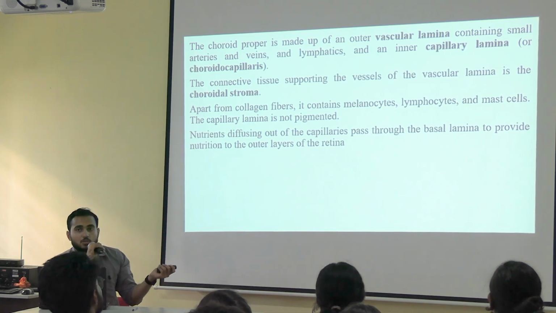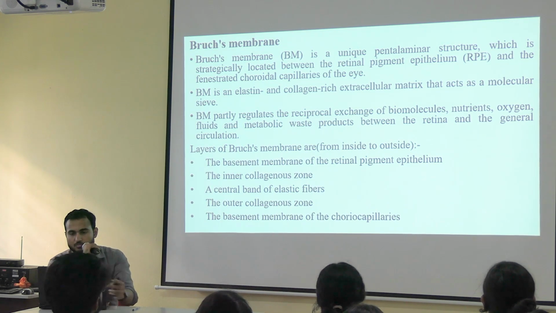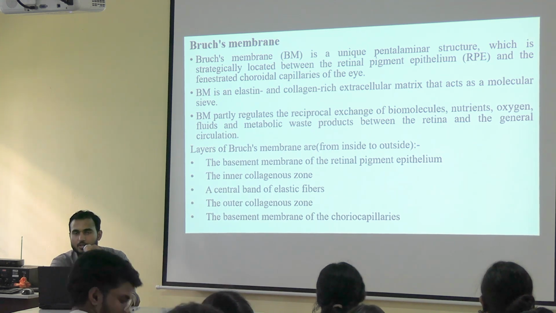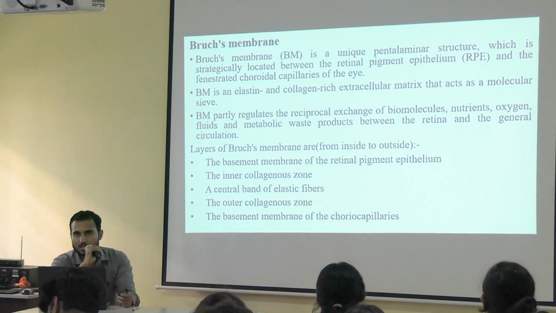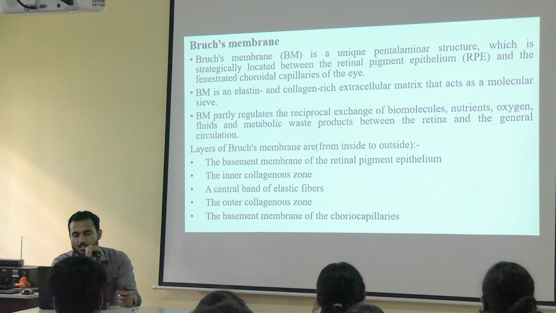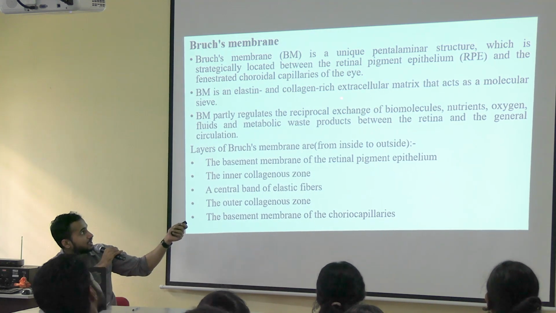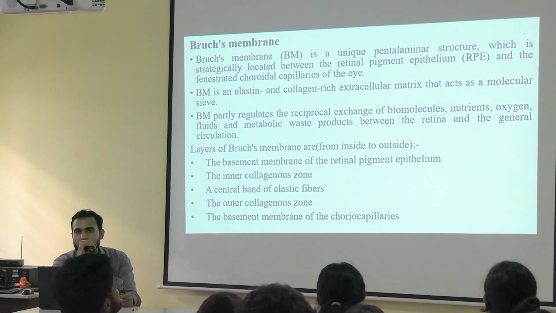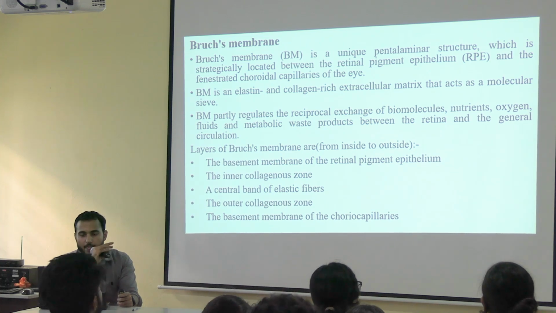Okay, so Bruch membrane is a pentalaminar structure. Pentalaminar means 5 layers are there, located in between the retinal pigment epithelium and the fenestrated choroid capillaries. In between this, the Bruch membrane is present. If you see the Bruch membrane, it is a collagen-rich extracellular matrix that acts as a molecular seal. What does molecular seal mean? It is having selected permeability. Okay, molecular seal means selected permeability.